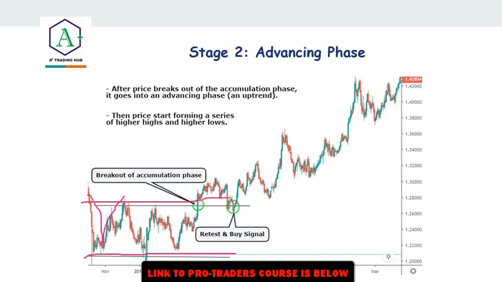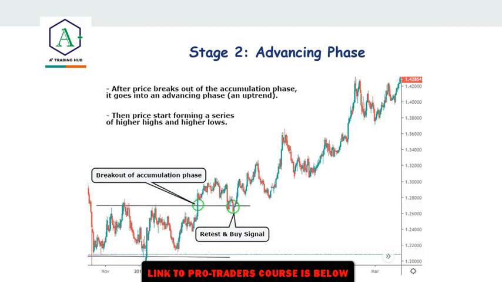You see price moving like this. Then we have the breakout and a retest. After this breakout, price retested the breakout zone of the accumulation zone which it broke out of. That is where we saw the retest and a buy signal. When you see a breakout and a retest, this is the best time to take a buy trade.